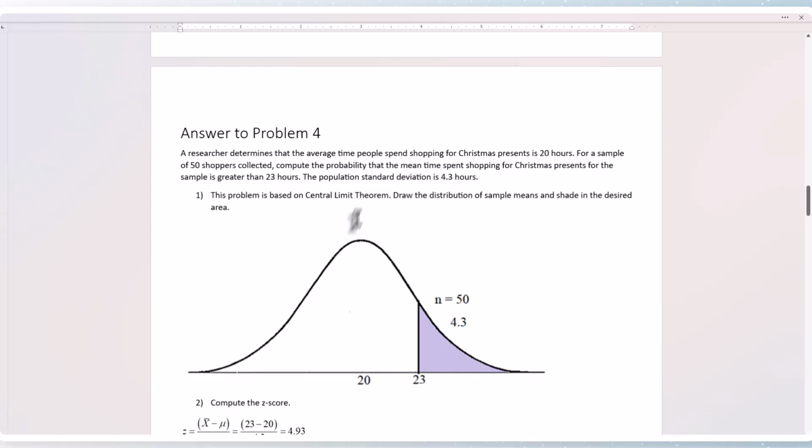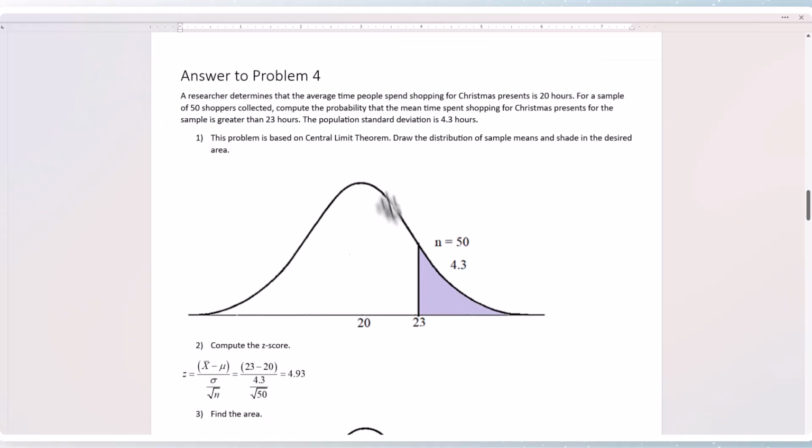Here we're using the central limit theorem because we're given a sample of 50 shoppers and we're looking to find the area of a mean. So this is the normal distribution. It has a normal shape, but it's really a distribution of sample means. So the mean is 20. We're given n is 50, standard deviation 4.3, and we're looking for the area that's greater than 23. So we want this right tail area.